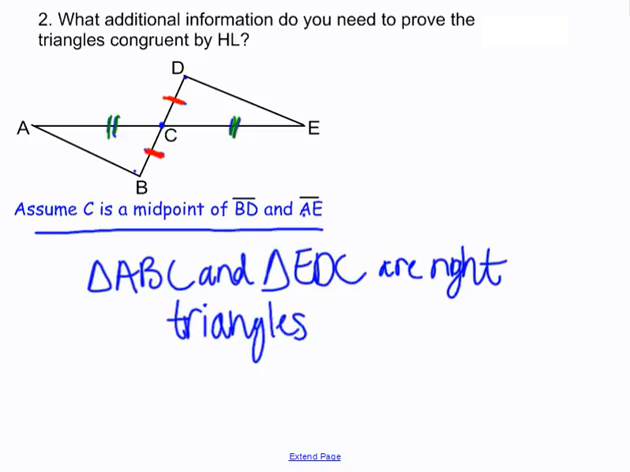The most common mistake for this one is they say angles B and D have to be right angles. That's not saying right triangles, it's just talking about the angles. So you need to make sure you write that they're right triangles. That's the part people mess up on this one.